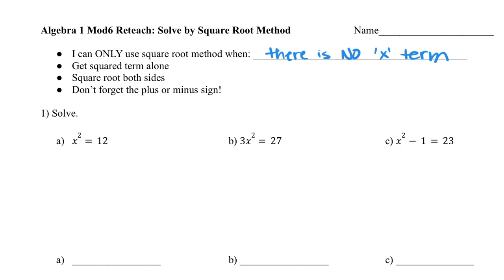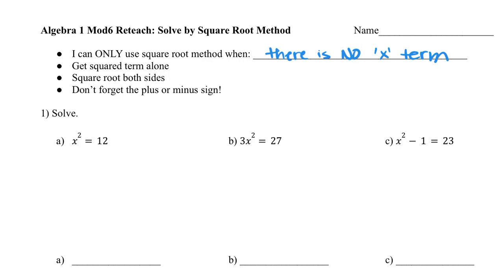And then to solve, we're going to solve just like we do a regular equation. We have to get the variable by itself. We have to get that x term alone. After we do that, we're going to square root both sides. And when we square root both sides, we have to do a plus or minus, just like there's a plus or minus in the quadratic formula. When we have an x squared, we're going to usually have two answers. So let's take a look at this first one.